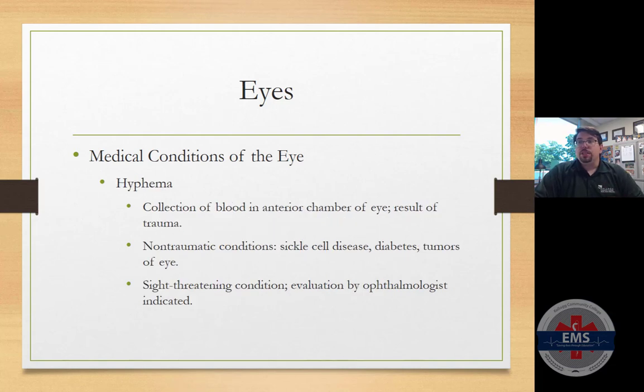Hyphema is another one that we see. This is where we get a collection of blood in the anterior chamber of the eye. Normally it's a result of trauma. It can happen in non-traumatic situations as well. Sickle cell disease is a big one that we would see, diabetes, and then if they have any type of tumor or growth in the eye as well.